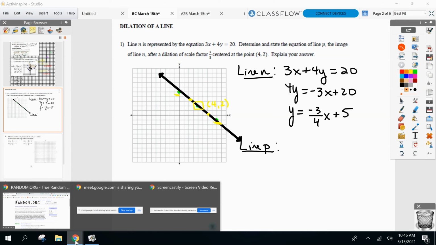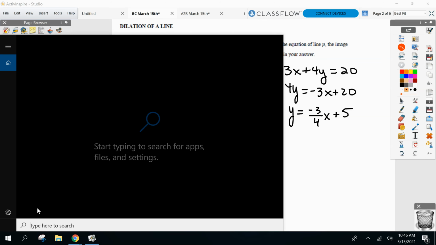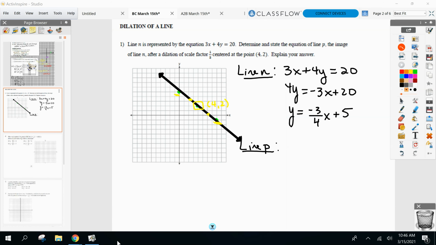Kyla, go. Would the slope still change, or would the slope change because the points are close together? It does not matter. It's the same line, right? The slope's going to be exactly the same. Same with the y-intercept. It's not going to change.